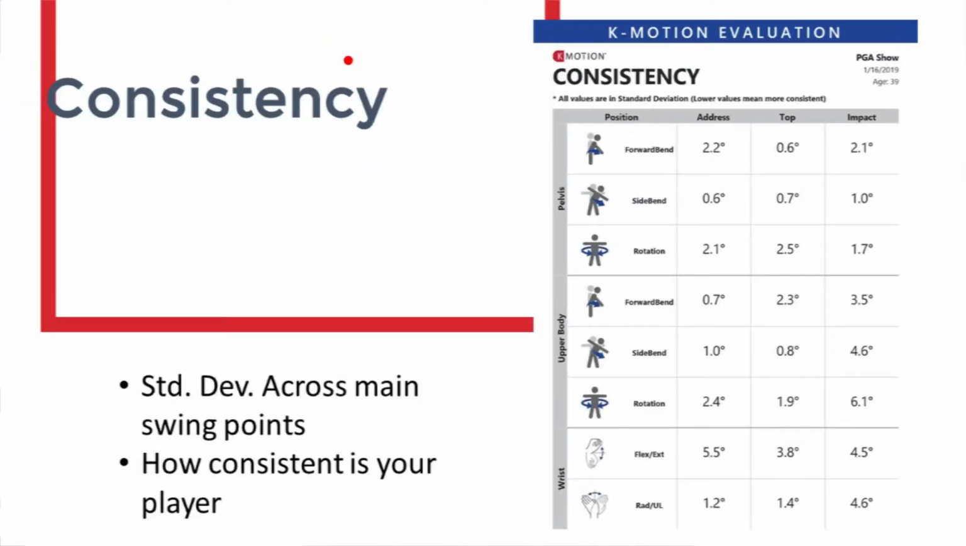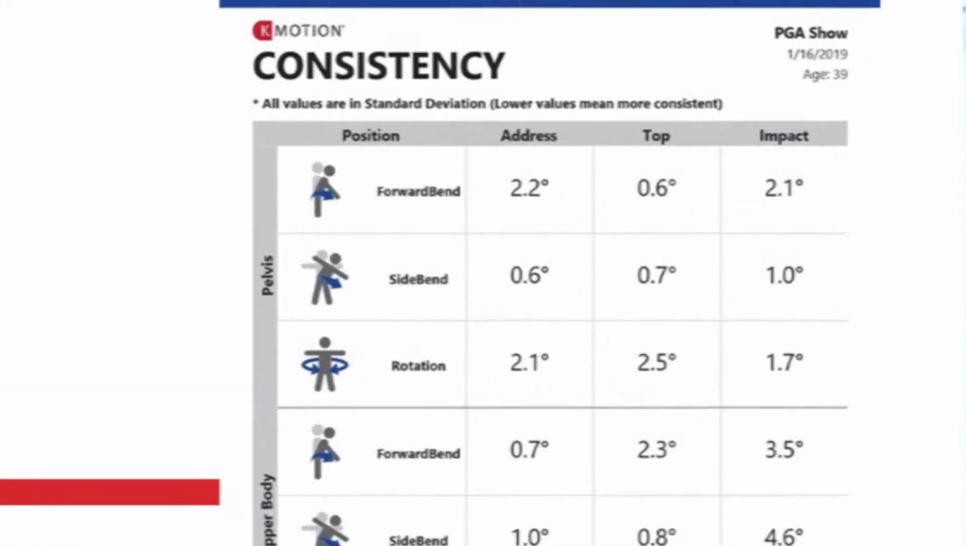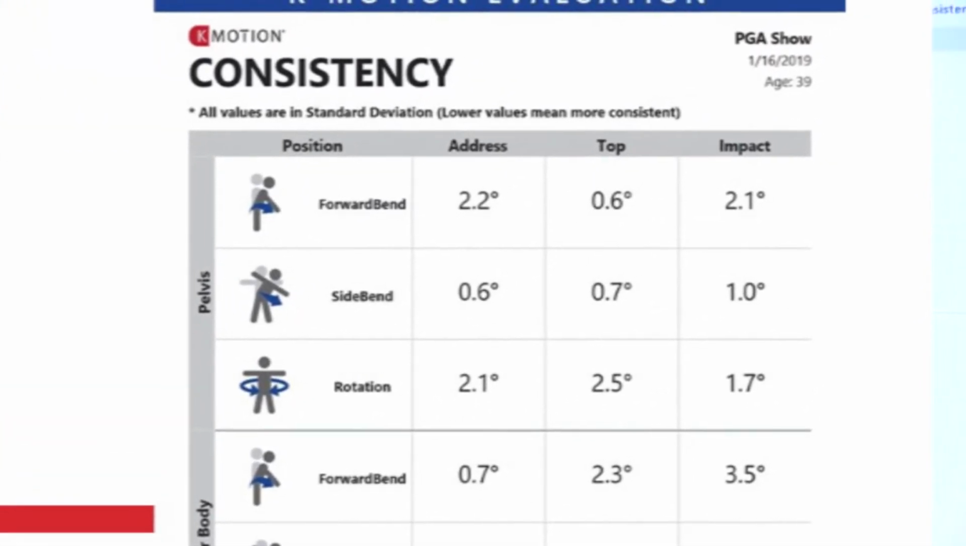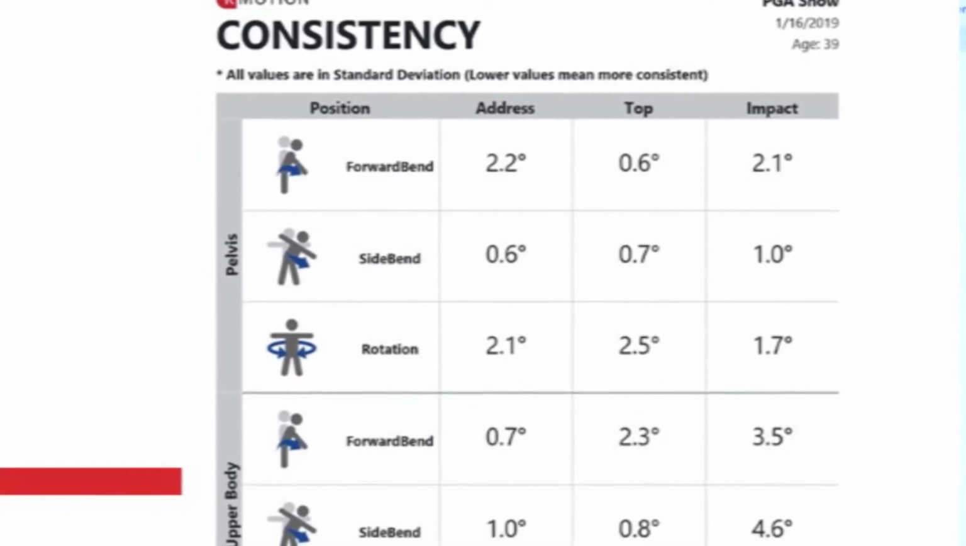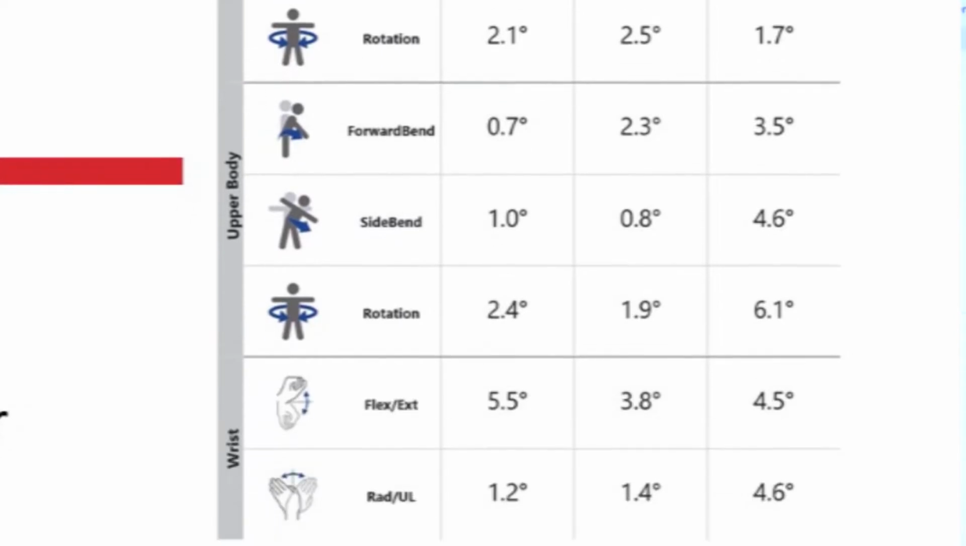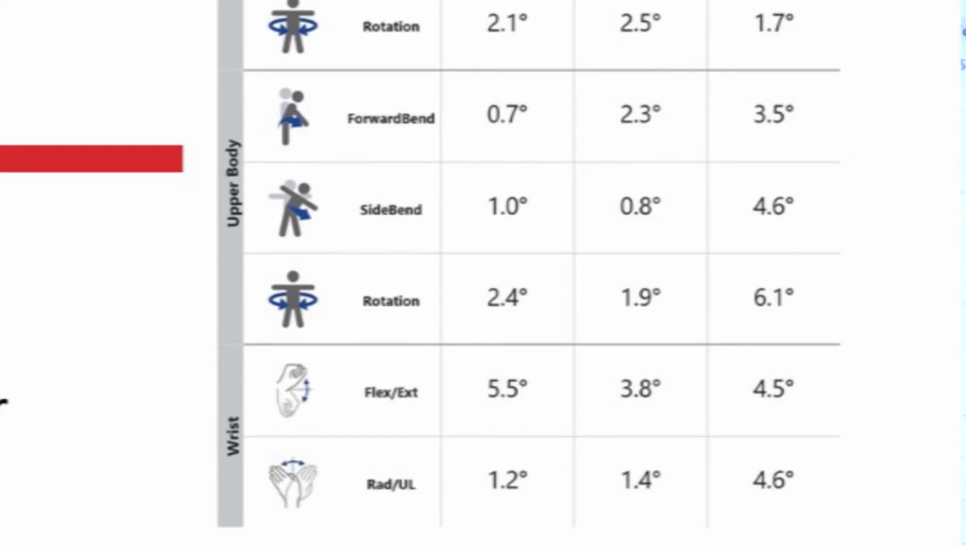Consistency is going to give you the standard deviation at address, top, and impact for each body segment and each movement of that body segment. So for the upper body and the pelvis, it'll give you the bend, side bend, and rotation, and for wrist, it will give you flexion, extension, and deviation.